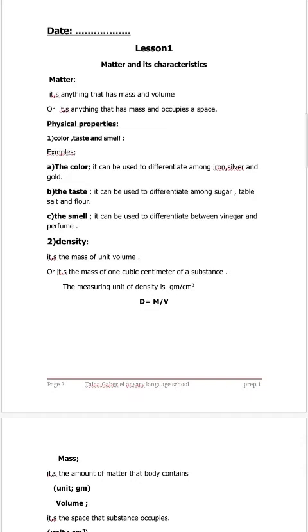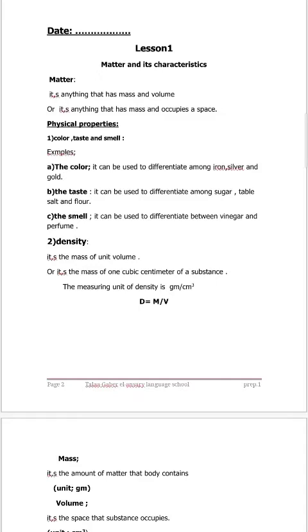Okay. Number 2, it's density. What is the meaning of density? It is the mass of unit volume, or it is the mass of 1 cubic centimeter of matter. 1 cubic centimeter of matter equals 1 volume. So, the measuring unit of density is gram per cubic centimeter. The mathematical relation of density equals mass over volume, or mass divided by volume.